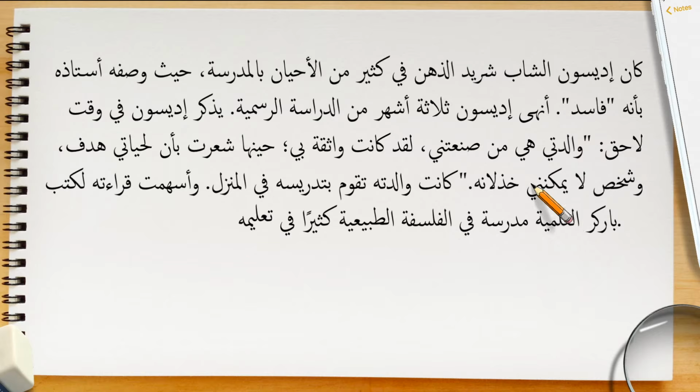La yumkinu, impossible. La yumkinuni means impossible for me. Time and again we've seen this e here. E hayati, this e is me, okay? La yumkinuni, it's me again. So it is impossible for me to let her down. Khidlan means let down. So I realized that my life had a purpose and a person who is impossible for me to let down. Okay, this was what Edison said.